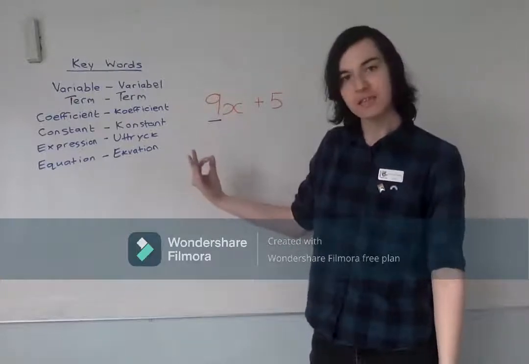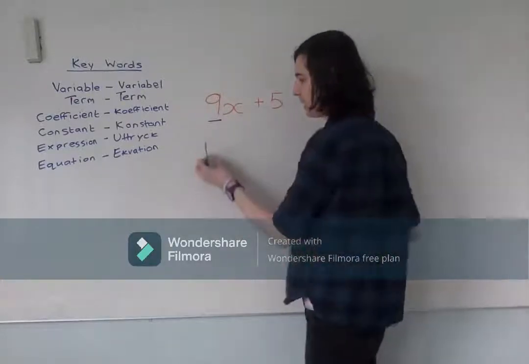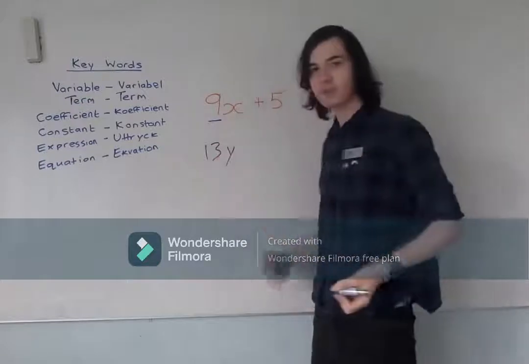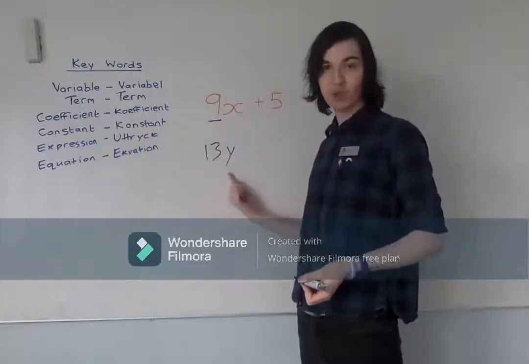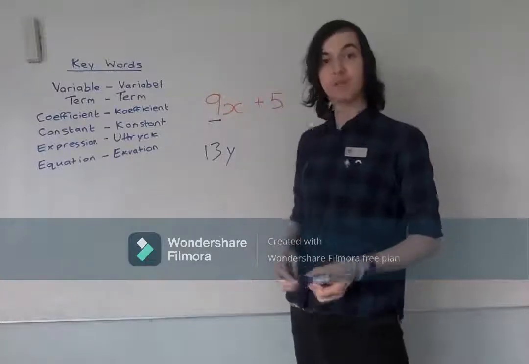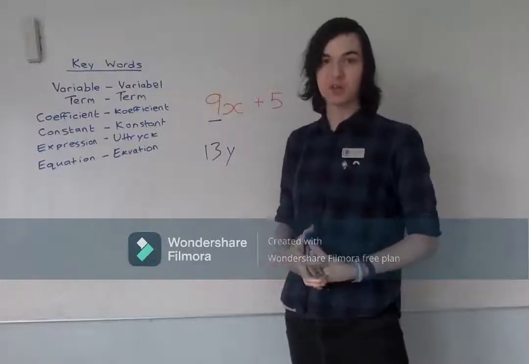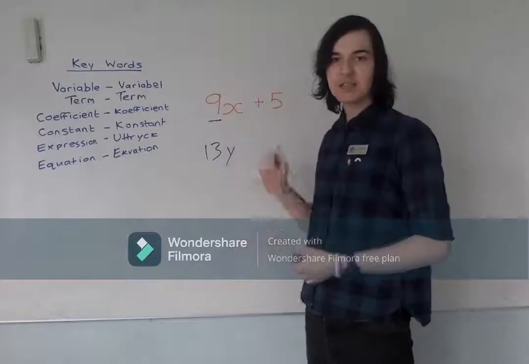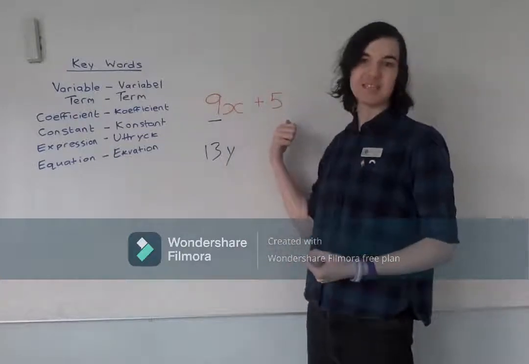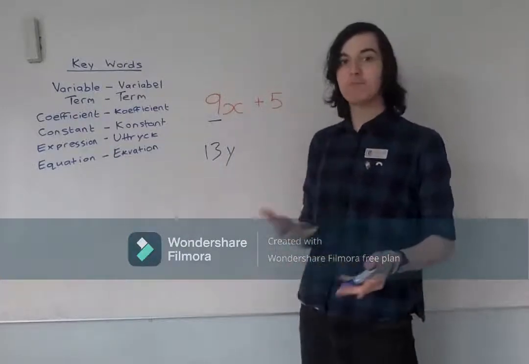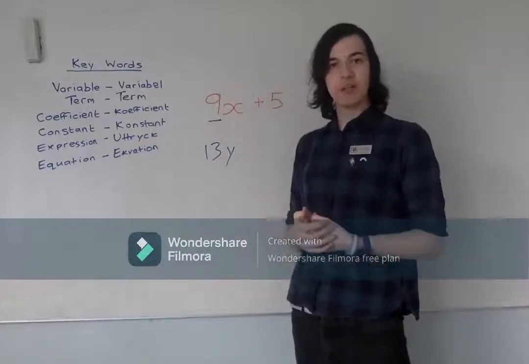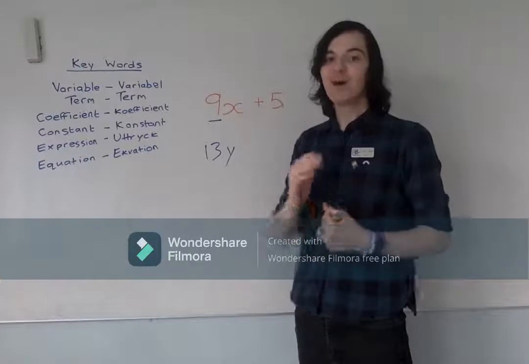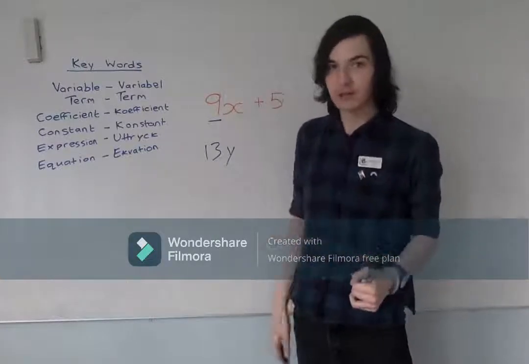So 9 times x. If we have, for example, 13y, y would be our variable. This whole thing is one term, but 13 would be our coefficient. So that's what a coefficient is. In this case, we've got 9x. If I had a minus 7y at the end there, it would be negative 7. So just keep an eye out for that. It will help later on, especially, once again, when we're simplifying and even solving as well.